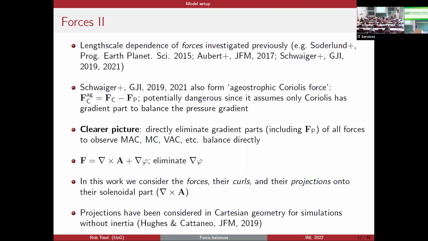and that's what's important dynamically for the flow. In particular, you can write any of the forces as the curl of some vector potential plus the gradient of some scalar potential. So the idea is you can write this uniquely, and you eliminate the gradient part. Any of these forces can be written like this, and you want to eliminate the gradient part. Of course, the pressure gradient itself only has the gradient part. So in this work, we're going to consider the forces, which is what people have considered before. We're going to consider their curls, and we're going to consider their projections onto the solenoidal part. I'll talk a bit more about this momentarily.